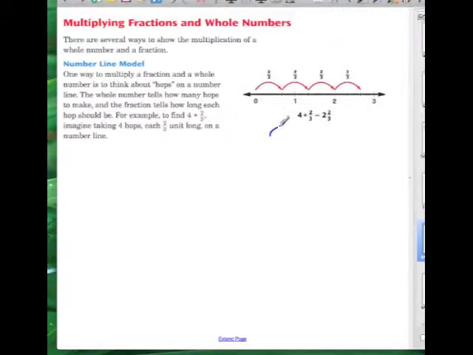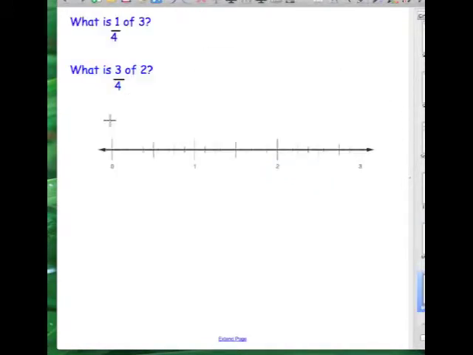of 2 2/3, because we took 2/3 and we hopped 4 times. Okay, so let's try these ones together as well.